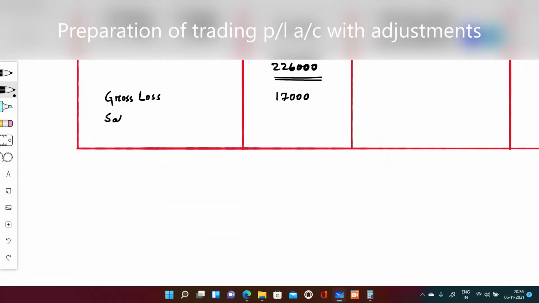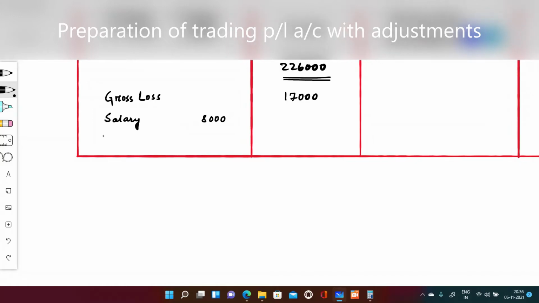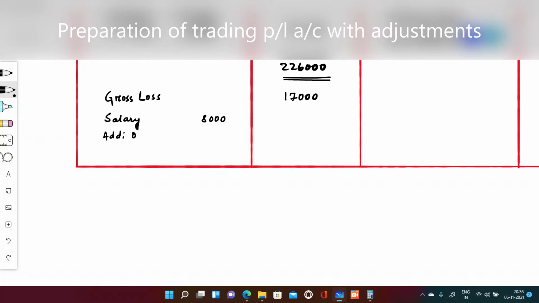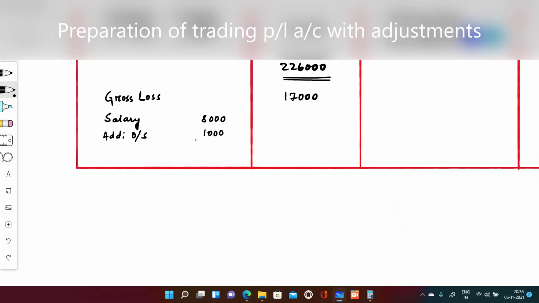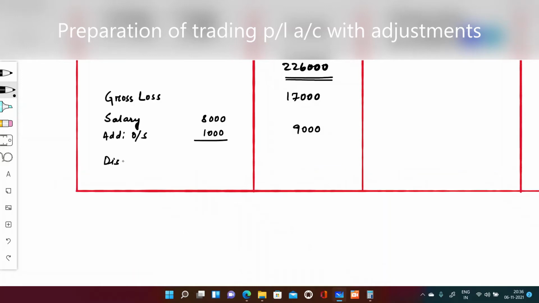Then we will go one by one. Salary is there, and remember we have marked salary for the adjustment. How much is there? 8,000, and we have outstanding salary of rupees 1,000. That means we should pay 1,000 this year but we haven't paid. So this is our outstanding, and we need to add this outstanding under this head, that is 1,000 rupees. So it comes to rupees 9,000. Then after salary, discount allowed is there. How much is it? It is 1,000.